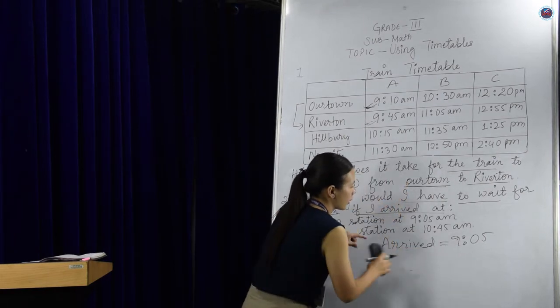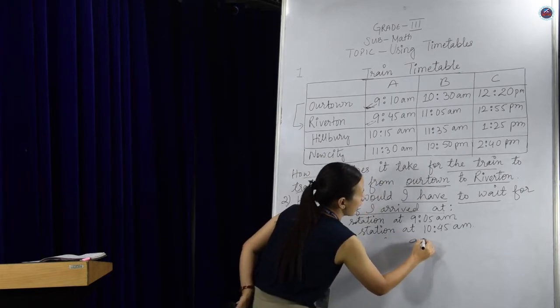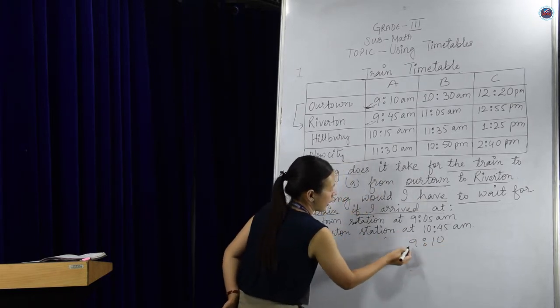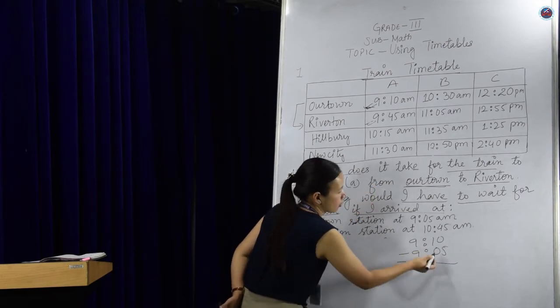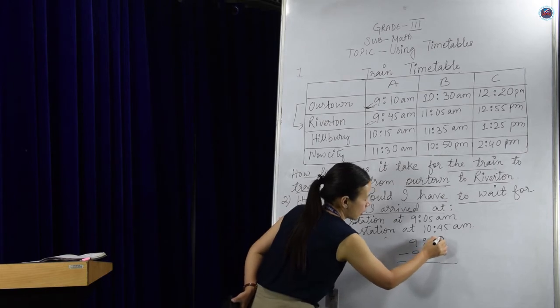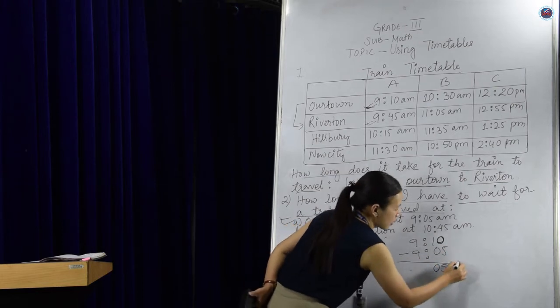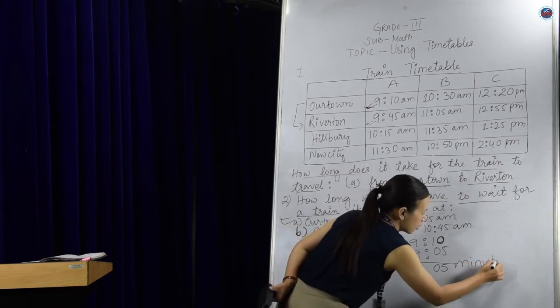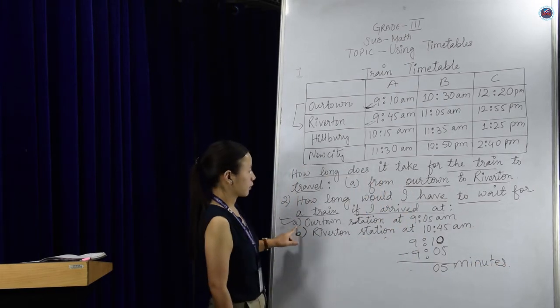So how do we get the answer? We can do like how we did the previous one. That is 9:10. It's going to start at 9:10, and I arrive at 9:05. So minus it. So 10, this is for your minute, 10 minutes and 5 minutes. So we get our answer as 10 minus 5 is 5. So that means I have to wait for how many minutes? That is just 5 minutes.